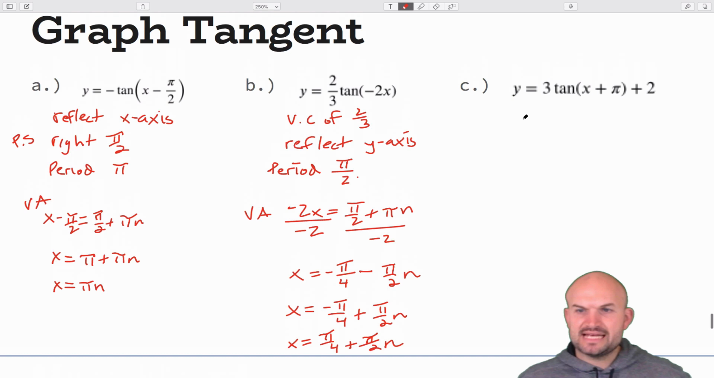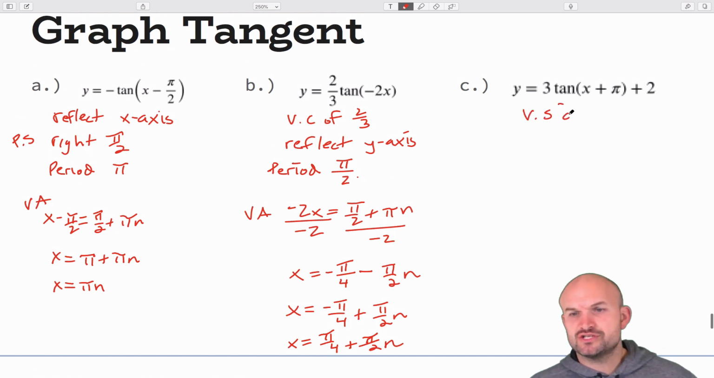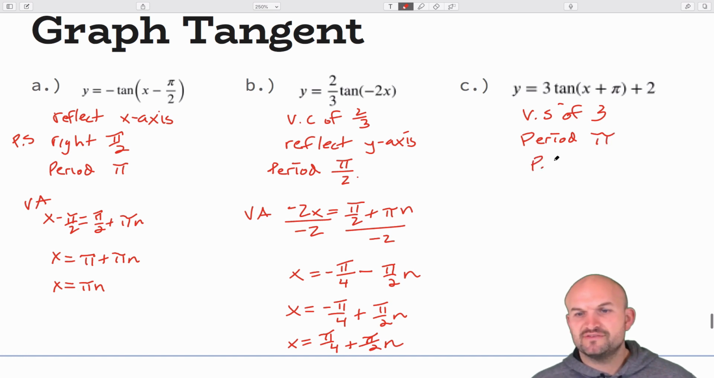All right, last example here. I guess I just could have done a +1 there as well, right? Well, in this case, we have a vertical stretch of 3. We have a period, again, that's just going to be pi. We have a phase shift, which is going to be left pi. And we have a vertical transformation, which is just up 2.